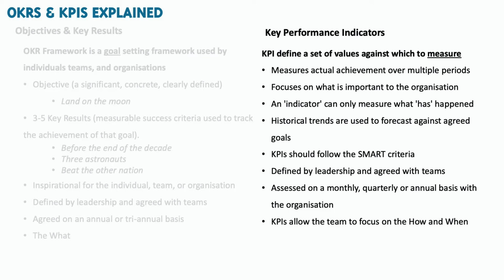Key performance indicators define a set of values which are used to measure actual achievement over multiple periods. They focus on what is important to the organization. An indicator can only measure what has happened. Historical trends are used to forecast against agreed goals. KPIs should follow the SMART criteria, defined by leadership and agreed with teams. Assessed on a monthly, quarterly or annual basis within the organization. KPIs allow the team to focus on the how and when.